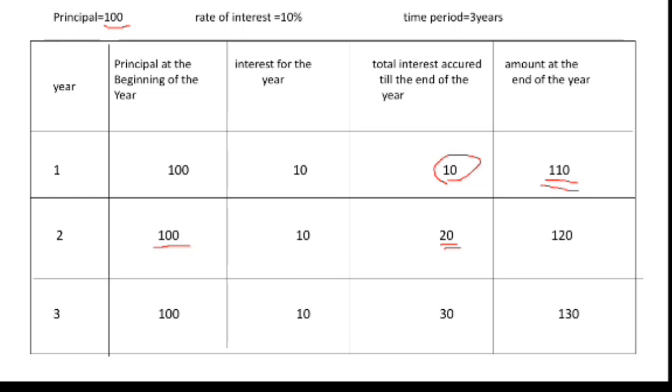Then for the third year, the principal again will be 100 and the rate of interest will be 10%. So 10% of rupees 100 will be again 10. Then the total interest accrued till the end of the year will be 30 and the total amount will be 130.